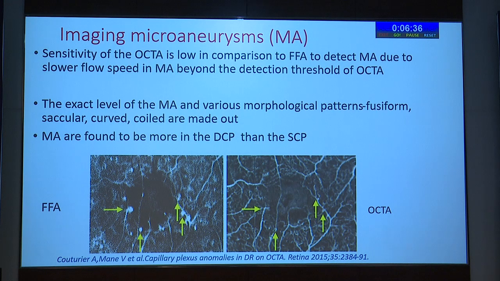Now, coming to the imaging of microaneurysms, if we were to compare FFA and OCTA, probably FFA is much better than OCTA. The reason being that the microaneurysms have a slower flow speed, and therefore they are not picked up as well on an OCTA in comparison to an FFA. So if we were to have a choice, FFA any day will pick up many more microaneurysms in comparison to an OCTA. The exact level of the microaneurysms and various morphological patterns, whether they are fusiform, saccular, curved, coiled, are all well made out on OCTA in comparison to an FFA.